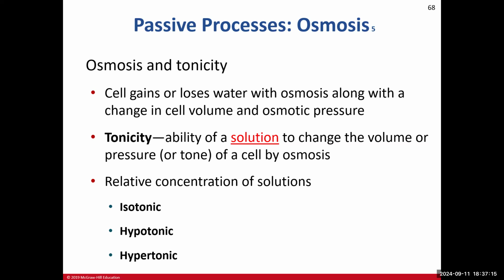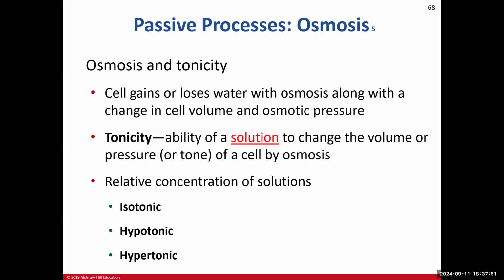So we're going to talk about these three possible solutions that you can be dealing with. Right? So there's three types of solutions that we're going to be discussing that can influence the movement of water. So the first one up there is isotonic. Then the next one is hypotonic, and then there's hypertonic. Isotonic, nothing's really changing. Hypotonic, you have decreased tonicity or pressure. And then hypertonic, you'll have an increase.